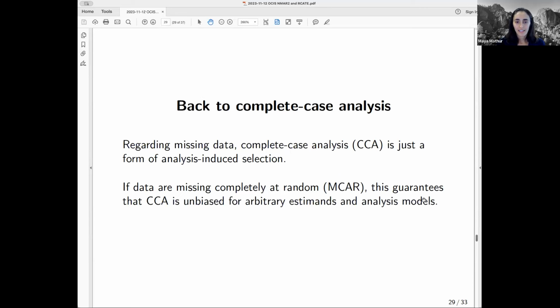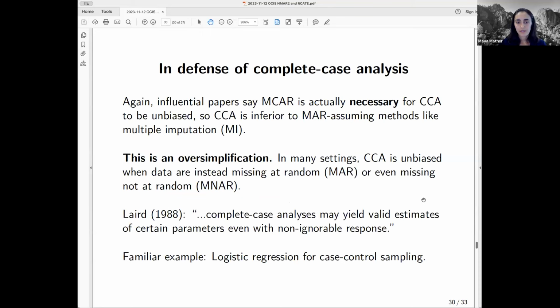Okay, so I promised to talk about missing data and complete case analysis. So let's cash that out here. Remember that if data actually are missing completely at random, then indeed, as the influential papers I mentioned earlier do say, this does guarantee that a complete case analysis is unbiased for arbitrary estimands and analysis models. But again, these papers do actually say that missing completely at random is necessary for a complete case analysis to be unbiased. And so therefore, complete case analysis is just categorically inferior to missing at random assuming methods like multiple imputation.